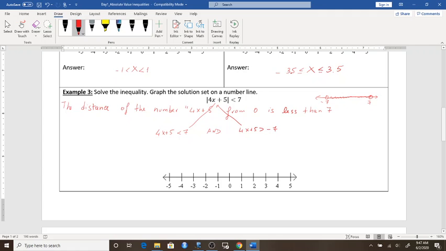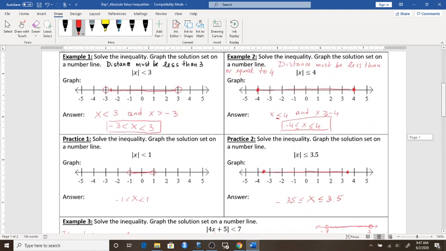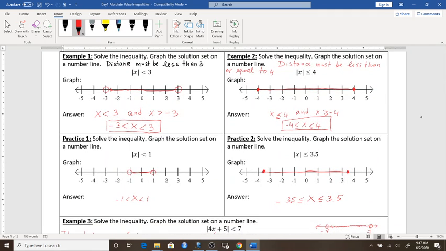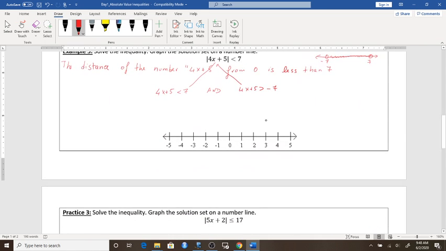And if this is still confusing to you, let's come back to what we wrote here when we said the absolute value of x is less than 3. I say x must be less than 3 and x greater than negative 3. So the two inequalities come from this statement, right? In this case, instead of having x, we have 4x plus 5. That's the only difference.